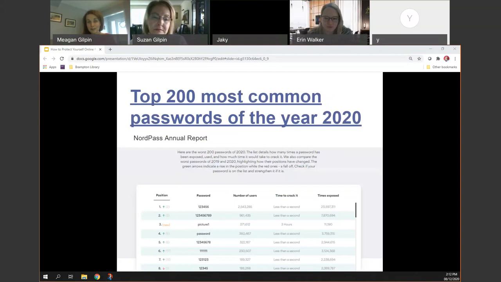What's also interesting about this, though, and maybe even more scary, is that this list also estimates how long it would take a hacker to crack them. And among the 10 most common passwords that were used in 2020, 8 of them would take a hacker less than 1 second to crack.